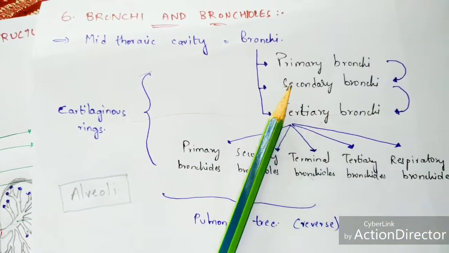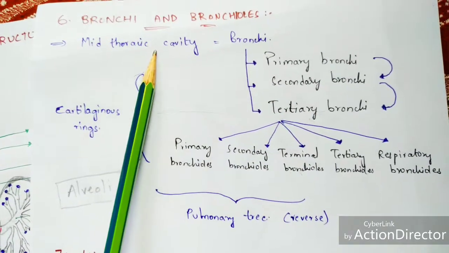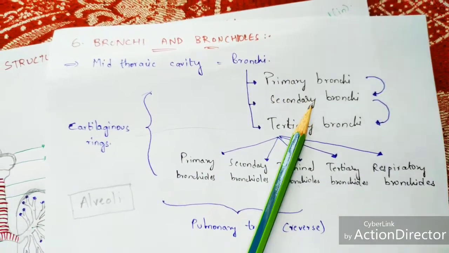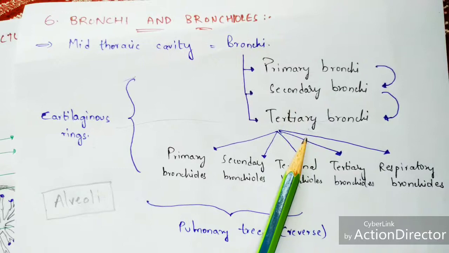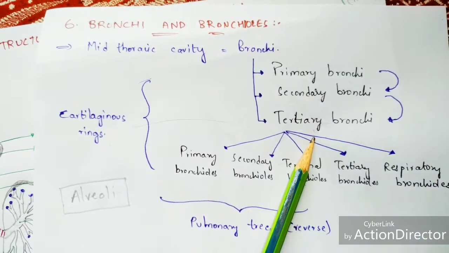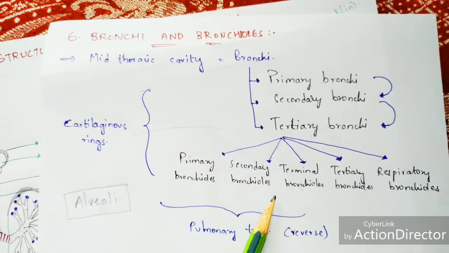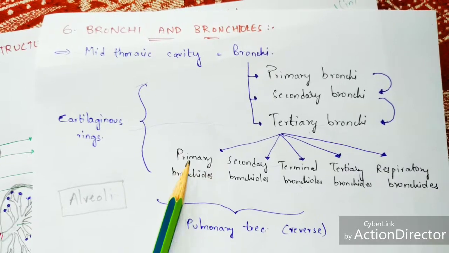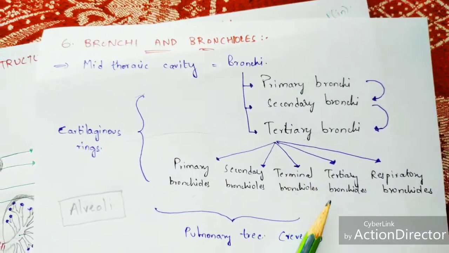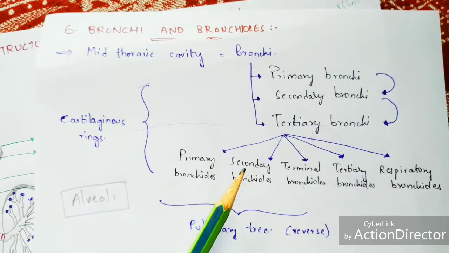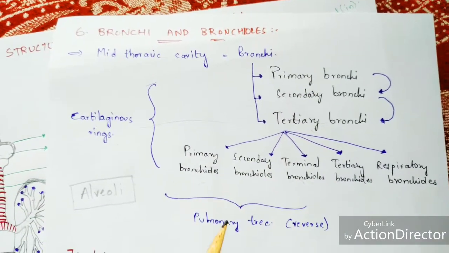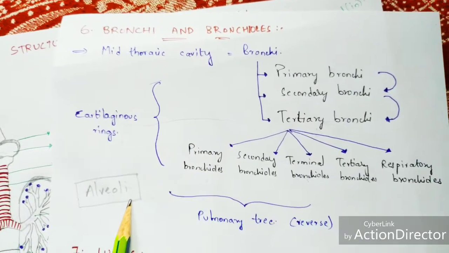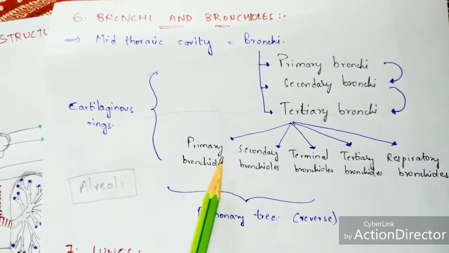I have said that there are primary bronchi, secondary bronchi, tertiary bronchi, right? So the trachea will enter into the primary bronchi, and that primary bronchi will lead towards the secondary bronchi, and that secondary bronchi will lead towards the tertiary bronchi. And this tertiary bronchi will lead into the bronchioles, because the bronchi extend up to the bronchioles, right? And these bronchioles are of the following types: primary bronchioles, secondary bronchioles, terminal bronchioles, tertiary bronchioles, as well as the respiratory bronchioles. All of this together constitutes the pulmonary tree, a reverse pulmonary tree, reverse shape, okay? And here the alveoli play a major role, where the alveoli get attached to these bronchioles.